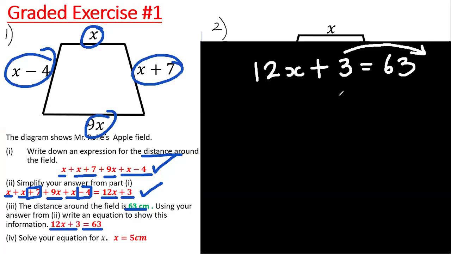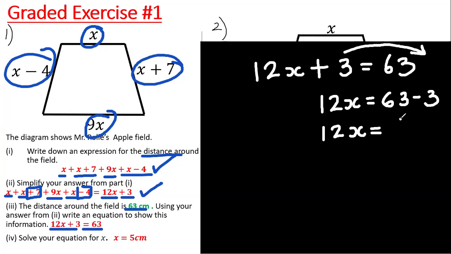So it's going to be what? We say 12x is equal to 63 minus 3. What is 63 minus 3? 60. Very good.